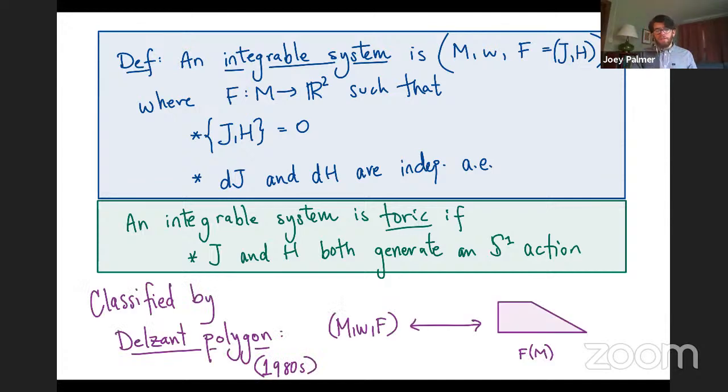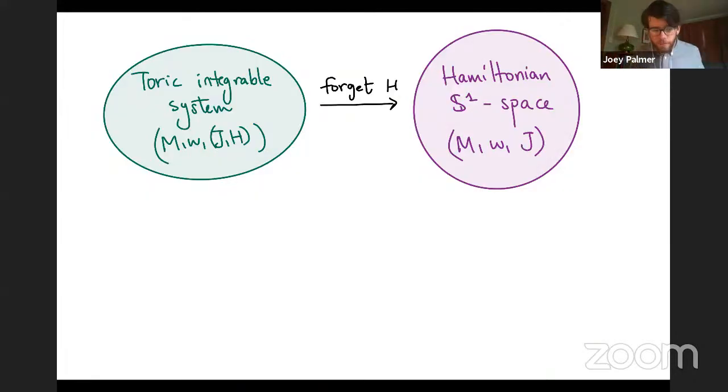But first, let me mention that these were also classified, even a little bit further back in the 1980s, by something called the Delzant polygon. That again, probably you've heard of, and also I'll say a little bit more in detail in a minute. But now we have enough pieces to talk about the question.